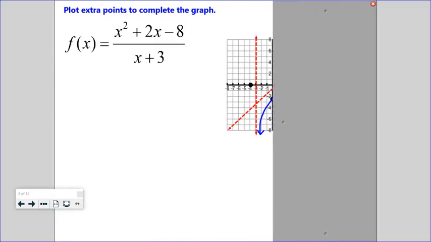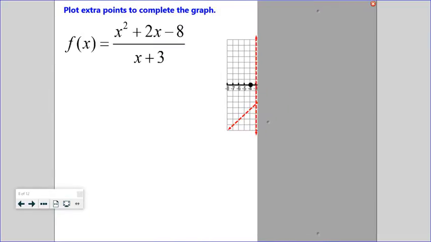On the left of our vertical asymptote, we have 1 point. Now, I've been advertising that we want 2 points on each one. It's a good check for ourselves. We're going to get used to the shapes here of our graph and probably not need 2 points always. But let's go ahead and test an extra one.